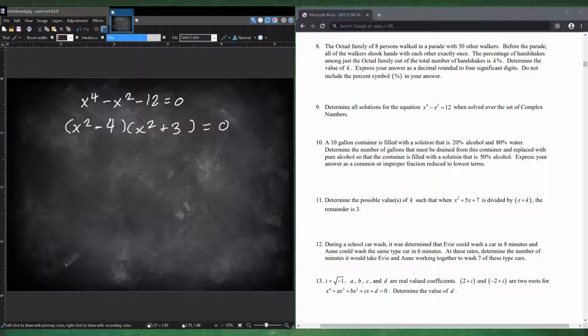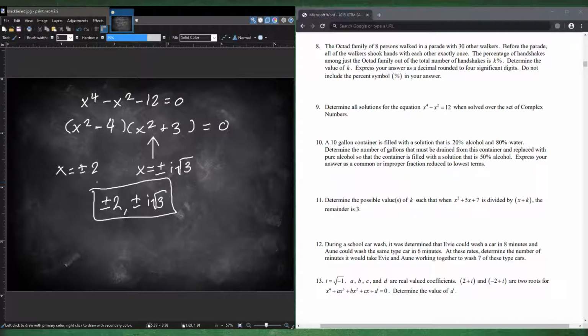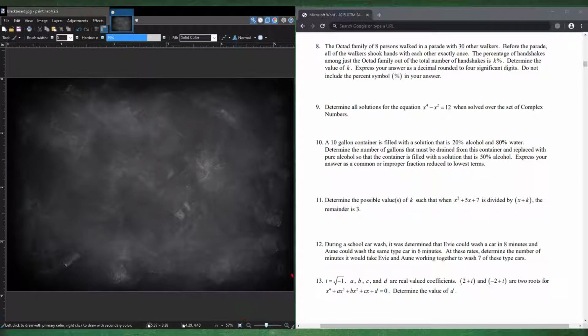Okay, so from this one, we get x equals plus or minus i square root 3, so positive or negative. And from this one, you have plus or minus 2. So those are your answers, plus or minus 2 and plus or minus i square root 3. Okay, so there are 4: positive 2, negative 2, positive i square root 3, and negative i square root 3. Or you could just write it like this.